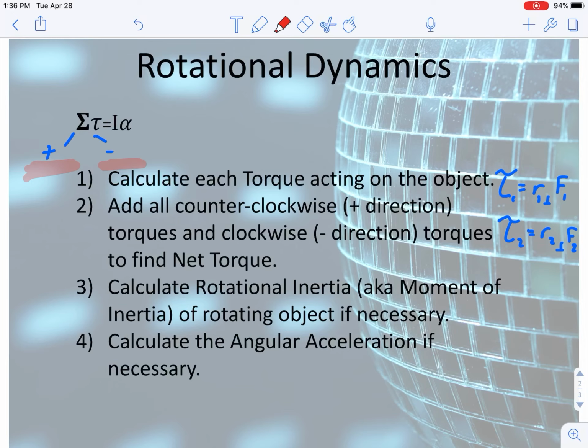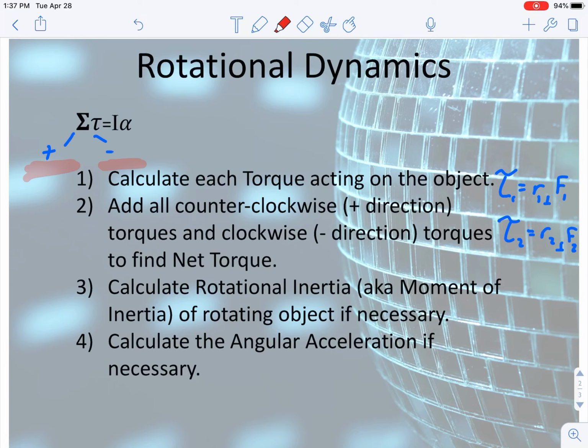The final thing you might need to do is calculate the angular acceleration of an object. In that case, you might be given a starting angular speed and ending angular speed. There has to be a change in order for there to be a net torque. And then you subtract those, divide by the amount of time that angular acceleration occurs for, and now you can calculate the value for angular acceleration.